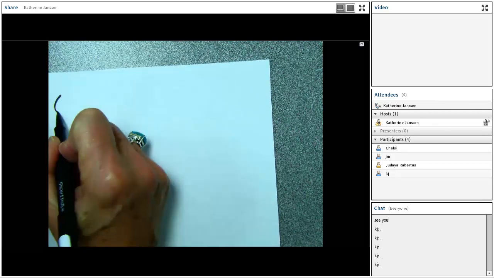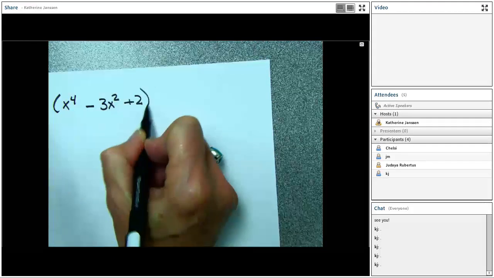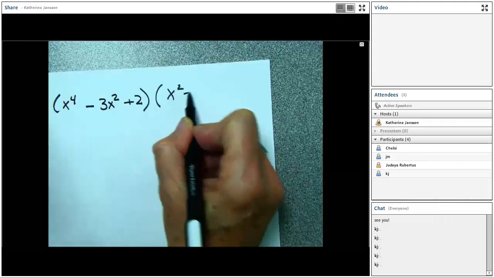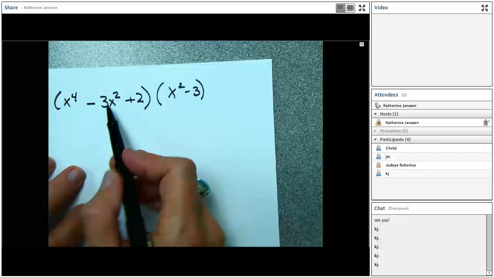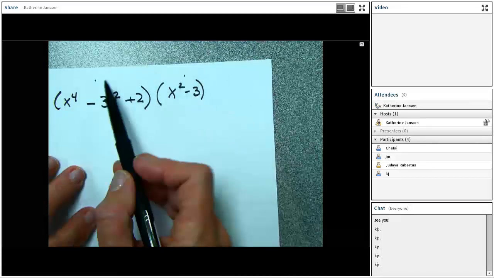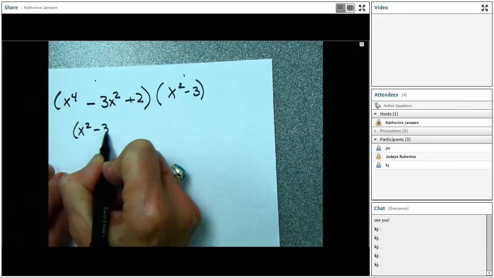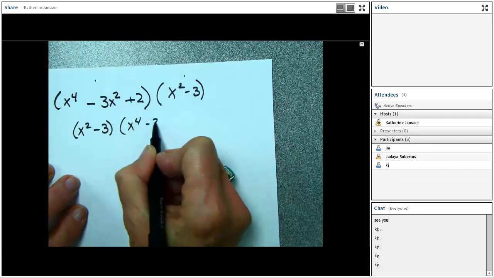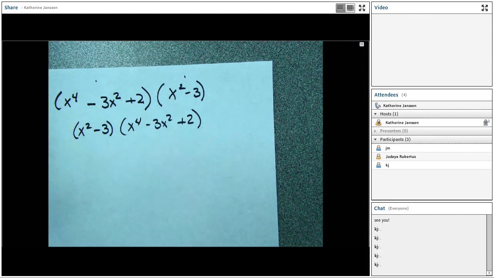We're supposed to multiply x to the 4th minus 3x squared plus 2 times x squared minus 3. So I have a trinomial times a binomial. Now we can rewrite this. Remember, something times something, 3 times 4 is the same as 4 times 3, the commutative law for multiplication. So I'm going to do this. I'm distributing 2 terms across the trinomial instead of 3 terms across the binomial.